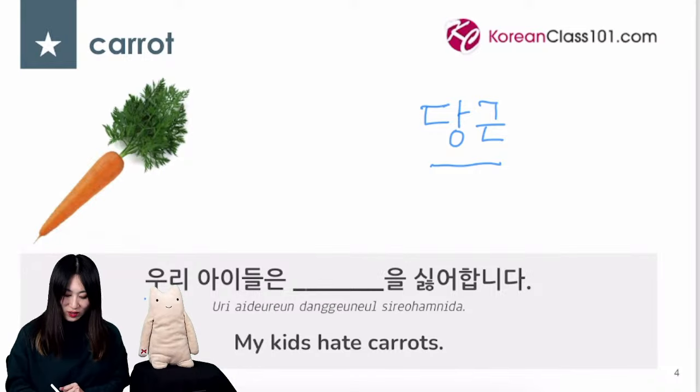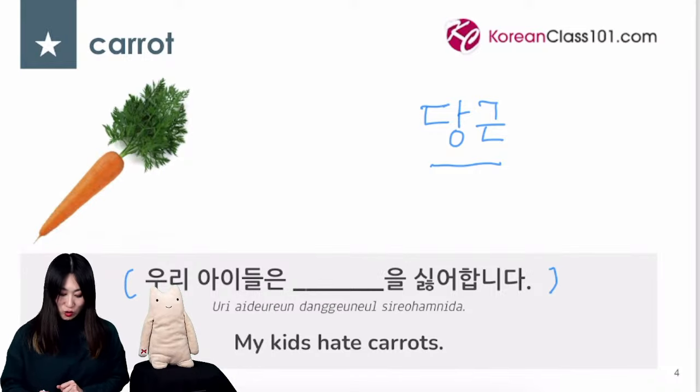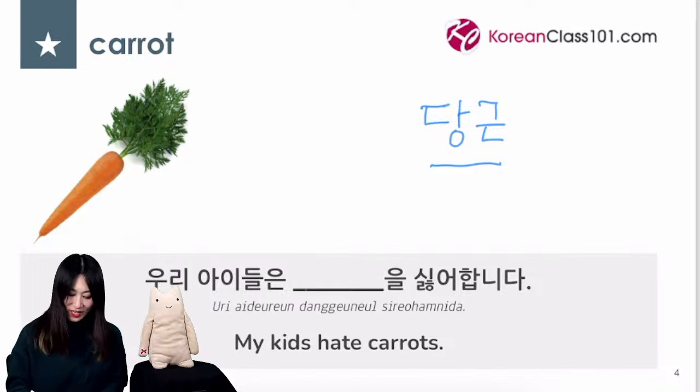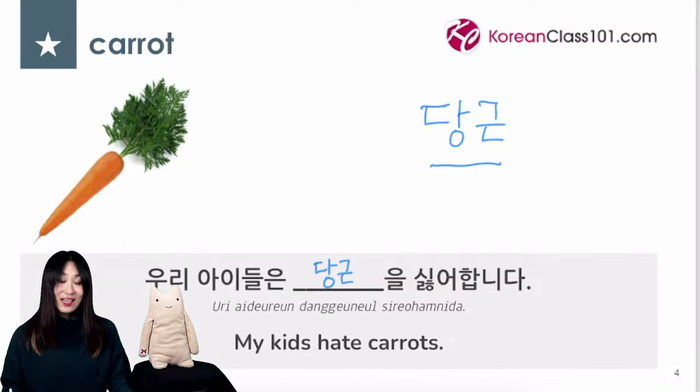And here's an example sentence. 우리 아이들은 carrot, remember? 당근. 우리 아이들은 당근을 싫어합니다. My kids hate carrots. 우리 아이들은 당근을 싫어합니다.